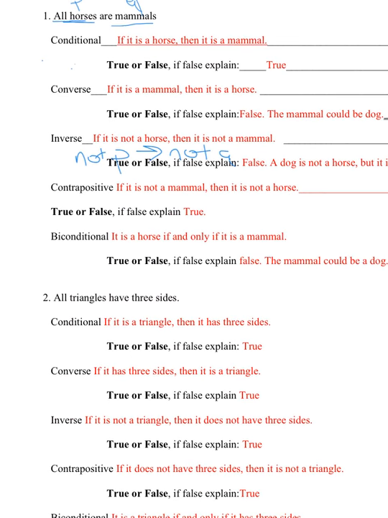Contrapositive: if it is not a mammal, then it is not a horse. Contrapositive is both the flip and the negation at the same time. If not Q, then not P. All right? And that's actually true. If you have something that's not a mammal, then it's definitely not a horse. It could be a snake or other things, but it's not a horse, and that's true.